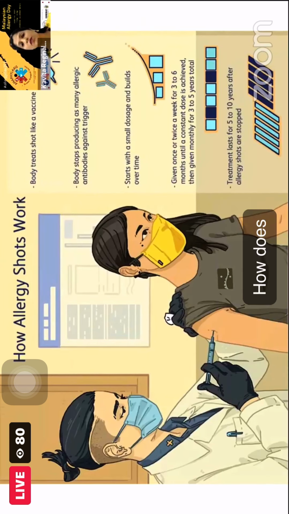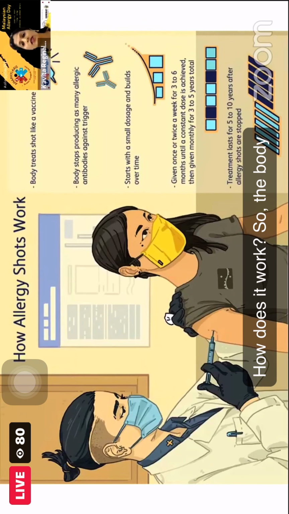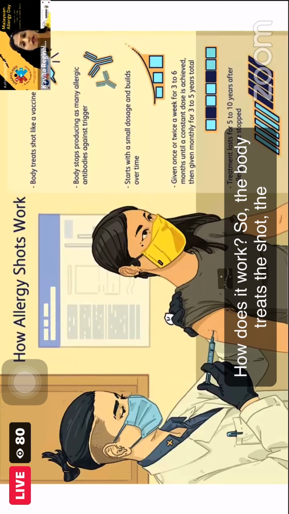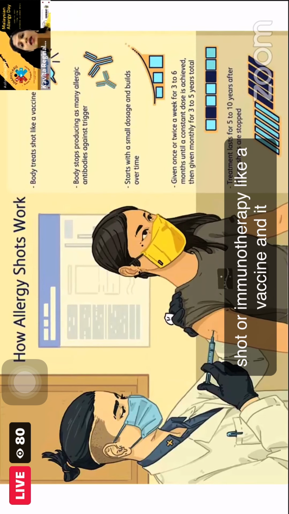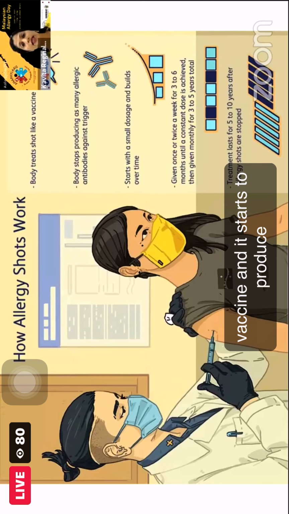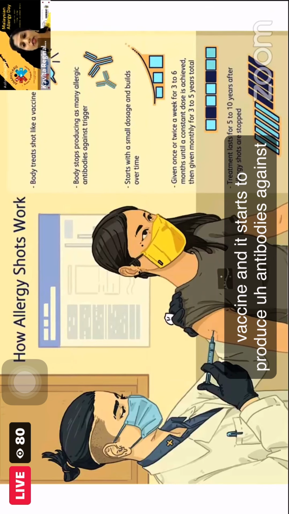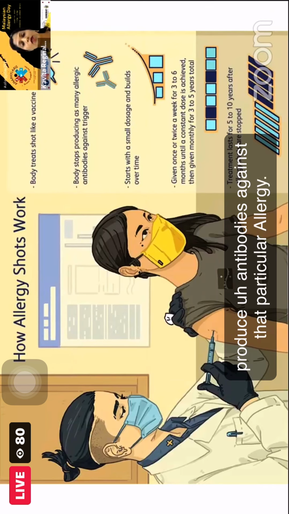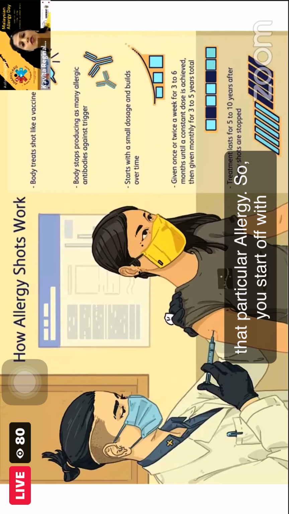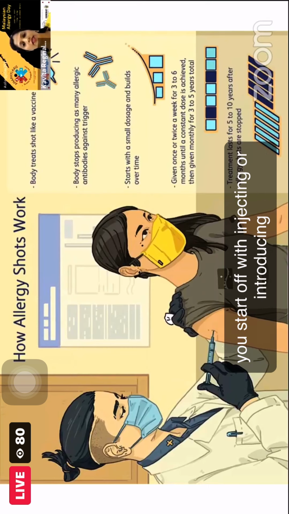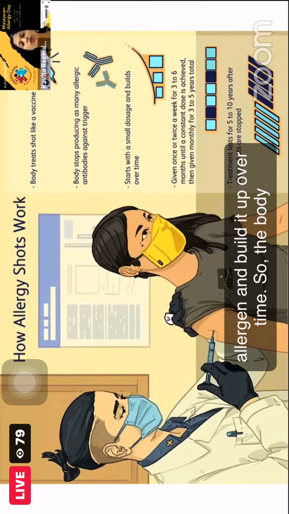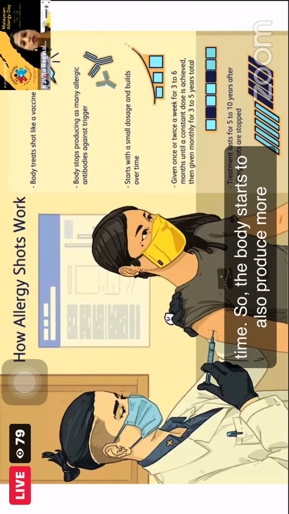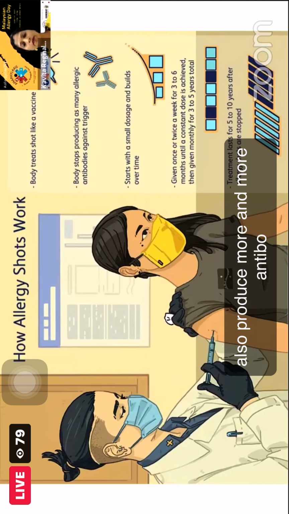How does it work? So the body treats the shot, the allergen shot or immunotherapy, like a vaccine, and it starts to produce antibodies against that particular allergen. So you start off with injecting or introducing small doses of allergen and build it up over time. So the body starts to also produce more and more antibodies over time.